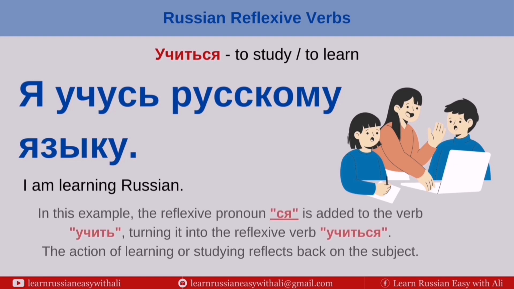In this example, the reflexive pronoun Ся is added to the verb Учить, turning it into the reflexive verb Учиться. The action of learning or studying reflects back on the subject.